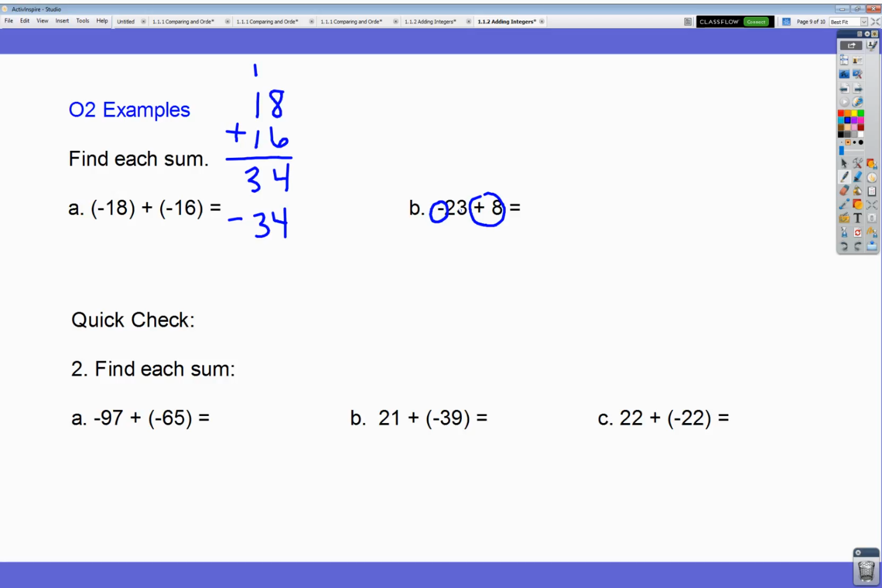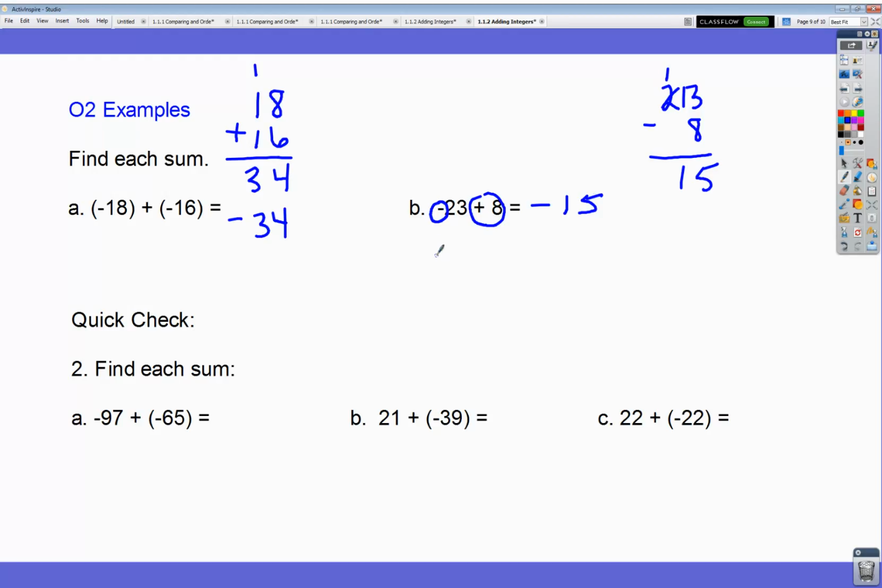Now, 23 has a larger absolute value than 8, so our answer is going to be negative. I'm just going to put a negative sign there so I remember. Now, when I subtract, this part kind of confuses people sometimes. I'm always going to write the number with the largest absolute value on top and subtract the smaller number, just the way you've learned to do in elementary school. So I'm going to regroup here. I'm going to change this to a 1 and put one of those 10s here. So 13 minus 8 is 5, and then I have 1. So my answer is negative 15.